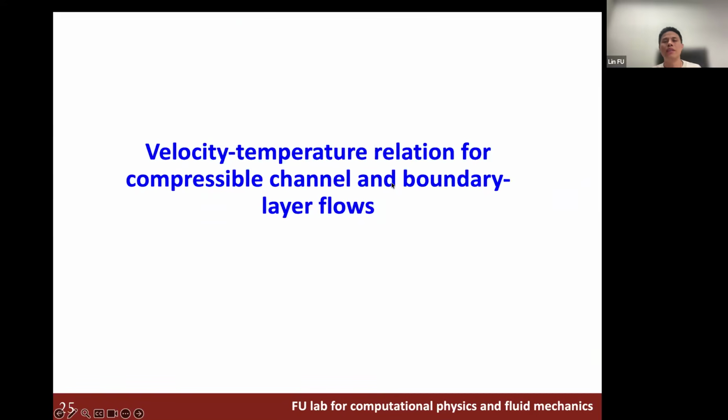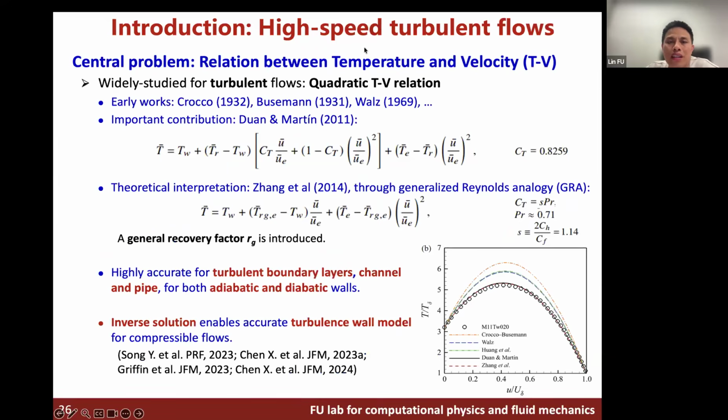Okay, so now we come to the third story. We have a compressible law of the wall for the velocity. We have a compressible law of the wall for temperature. How about the velocity-temperature relationship? This is for high-speed turbulent boundary layer flow. The relationship between mean temperature and velocity is actually a central problem.